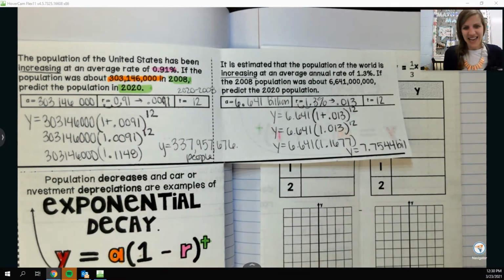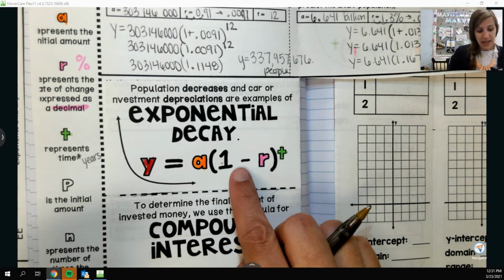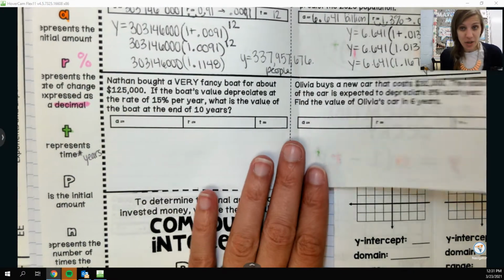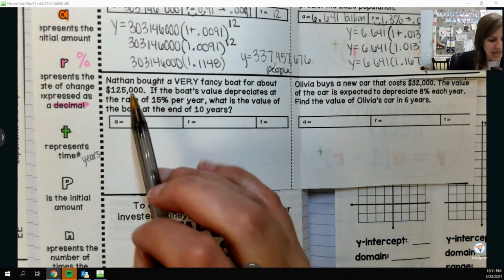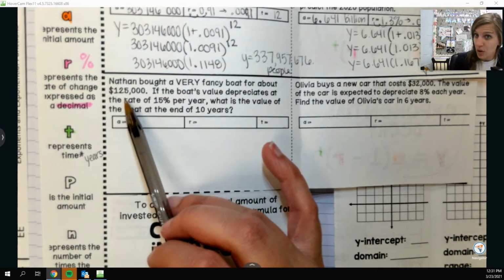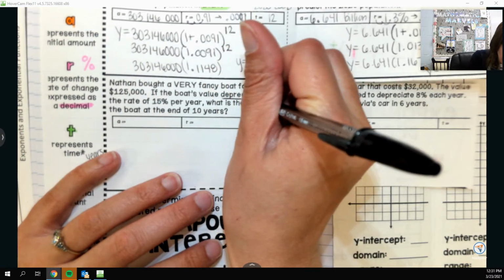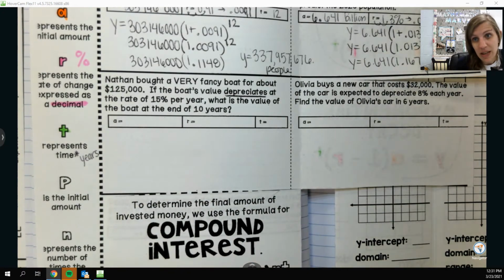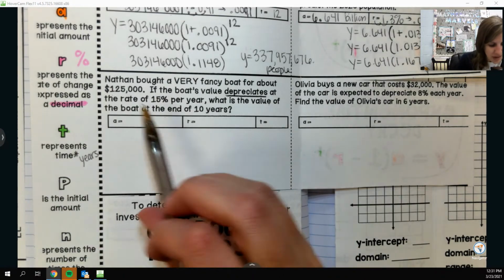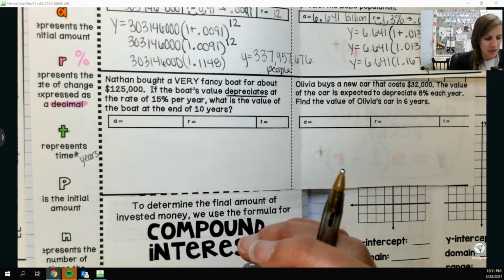All right, let's try decay. It's the same formula, the only difference being that I subtract. As I look through my problem, I'm looking for a getting smaller type of word. So for instance, Nathan bought a very fancy boat for about $125,000. Oh my word. If the boat's value depreciates, which is a fancy word for loses value, which after you buy a boat, it is going to lose value, at the rate of 15% per year, what is the value of the boat at the end of 10 years?